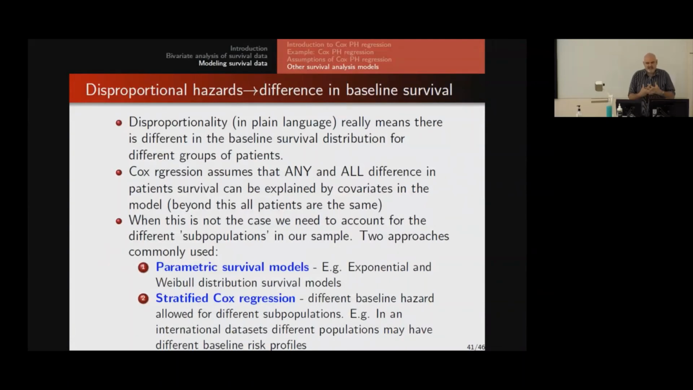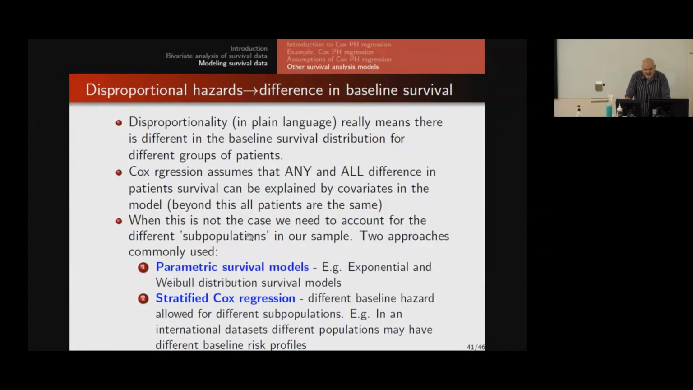Generally, what it comes down to is difference in baseline survival. So this notion of H0 of t, that baseline hazard function, is not the same for everybody. Different groups have different baseline hazards. In fact, different patients can have different baseline hazards. So the assumption of Cox proportional hazards regression is not met. Cox regression assumes that any and all difference in patient survival can be fully explained by the covariates in the model. Beyond that, all patients come from exactly the same distribution. They share a baseline hazard function, except for what can be explained by those covariates. This is often not the case, and for several reasons, and I'm going to talk about some of these.